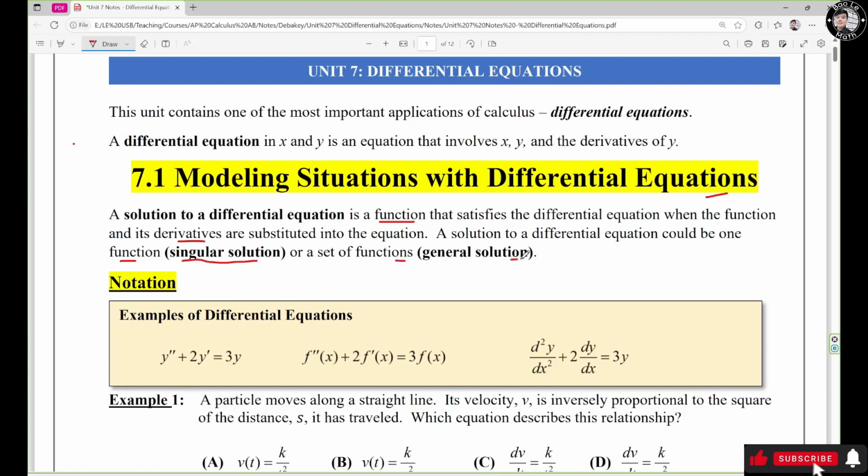Alright, examples of differential equations: y double prime plus 2y prime equals 3y. f double prime of s plus 2f prime of s equals 3 times f of s. d squared y over dx squared plus 2 dy over dx equals 3y.